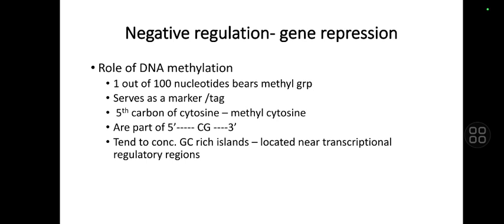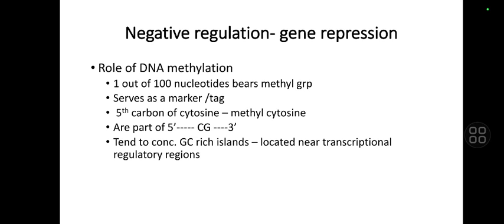So we have seen all this about the activation of a gene, and now we will see the negative regulation. We have seen the positive regulation, now we will see the negative regulation of gene expression. So how is the transcription being negatively regulated or suppressed? The main negative regulation of transcription happens through methylation.